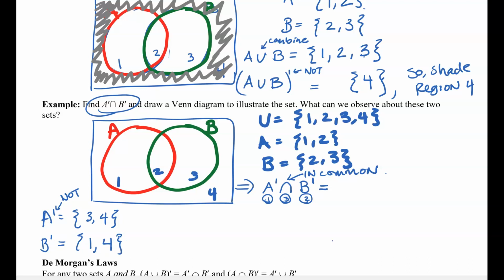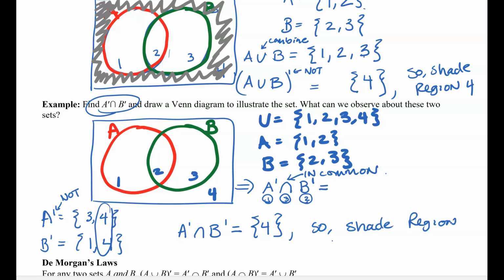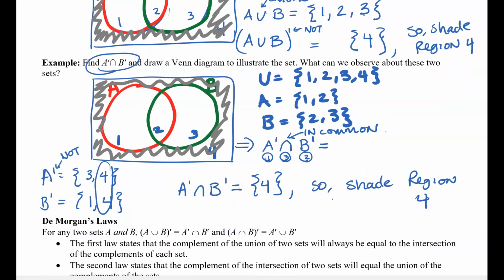Okay, and so then what we're going to do, and it's nice I actually wrote these on top of each other, the last step is we're going to find the intersection. So what do those two sets have in common? Well, they both have a 4 in common. So our answer is going to be 4. So we shade region 4, and if you notice, we actually get the same exact picture that we got the first time. And what we just proved is De Morgan's laws, which are down below here.